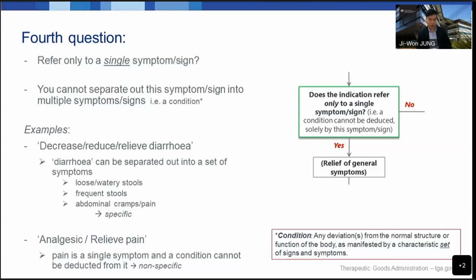So when you go to the example, decrease, reduce, relieve diarrhea. Diarrhea is a bit more difficult in this case. You might think that it is a single symptom, but when you think more carefully about what it constitutes, it can be separated out into a set of symptoms. And those separate symptoms would be loose or watery stools, frequent stools, which also includes abdominal cramps and pain. Therefore, this indication would be considered to be specific because it answered no to this question.